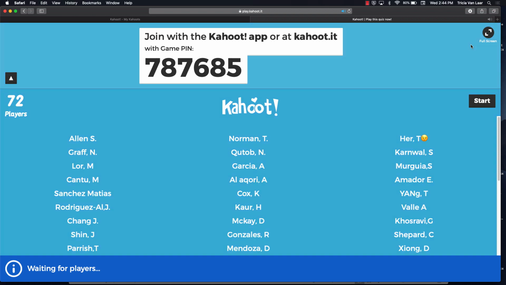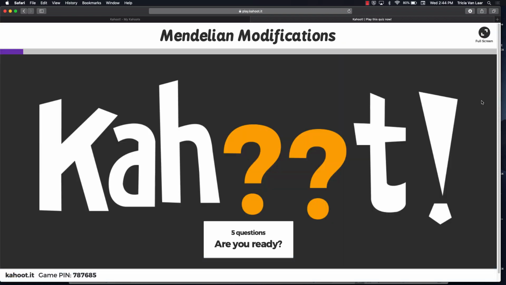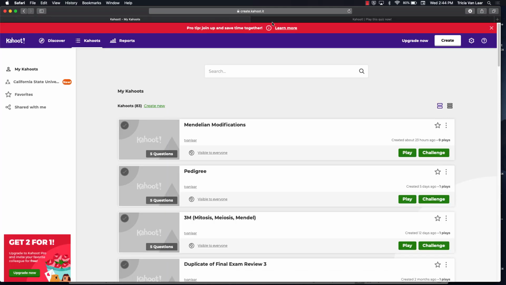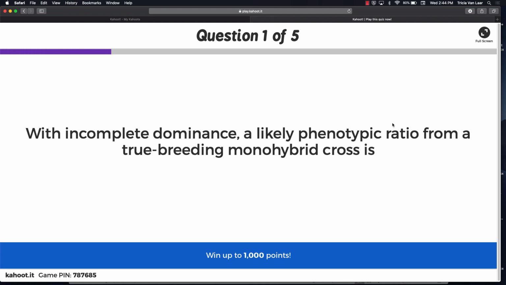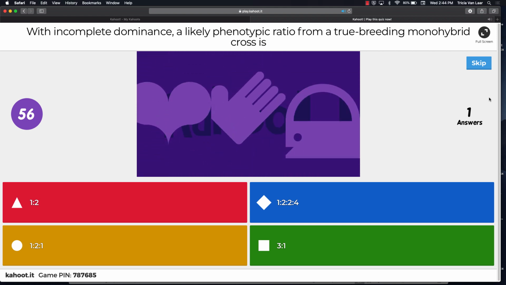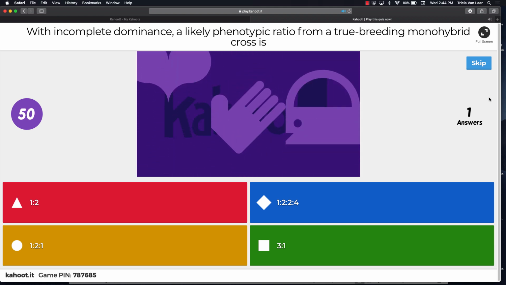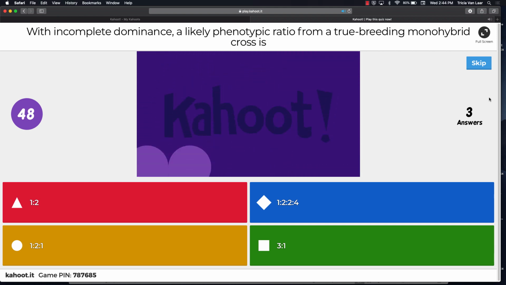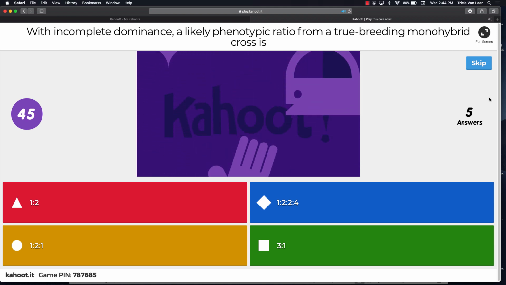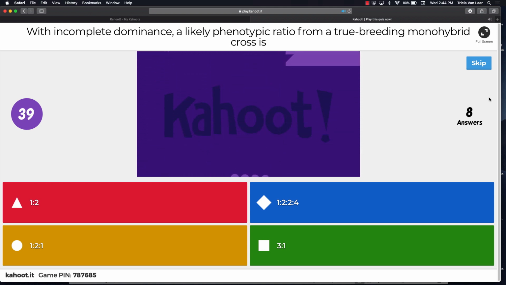All right, and remember the pin will be at the bottom if you haven't been able to quite log in yet, so you can continue to log in. So with incomplete dominance, a likely phenotypic ratio resulting from a true breeding monohybrid cross is what? So do a Punnett square of a classic monohybrid cross, right? You're crossing homozygous dominant, homozygous recessive. What phenotypic ratio do you see in the offspring?